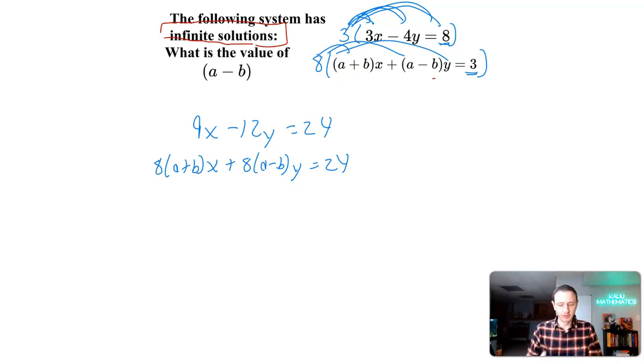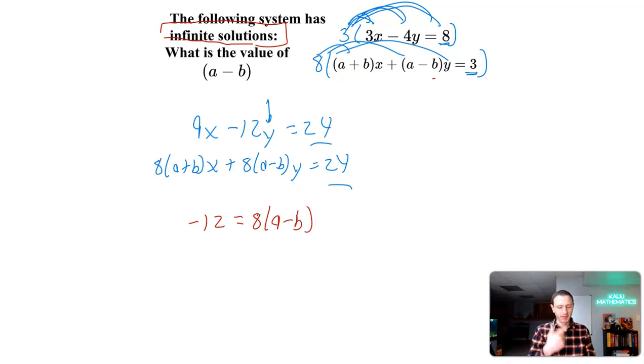So now if these two terms are the same, 24 and 24, when I subtract those I'll get 0, or if I add the two equations together, it's going to work out nicely. So since I know that, I could set the y values equal to one another. I could say -12 is equal to 8 times (a minus b), because I want to make these equal to one another. So I have to figure out what a minus b has to be. I have to multiply 8 by some factor that will make it also -12.